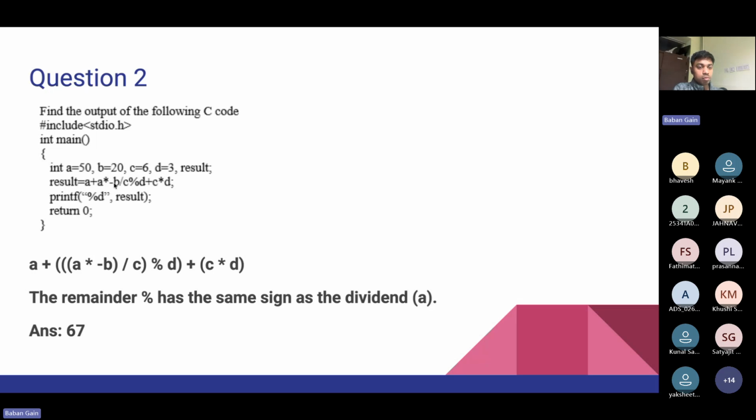So what will happen here is that A into minus B is 50 into minus 20. So that is 1000 divided by C. C is 6. So 1000 divided by 6 is what?